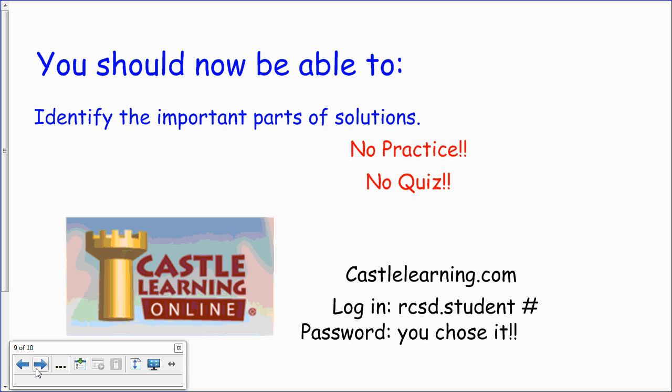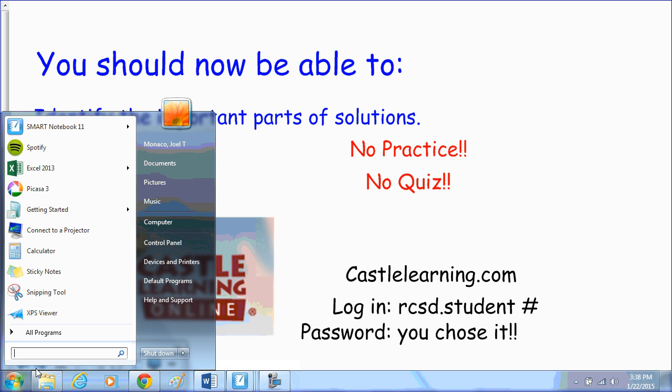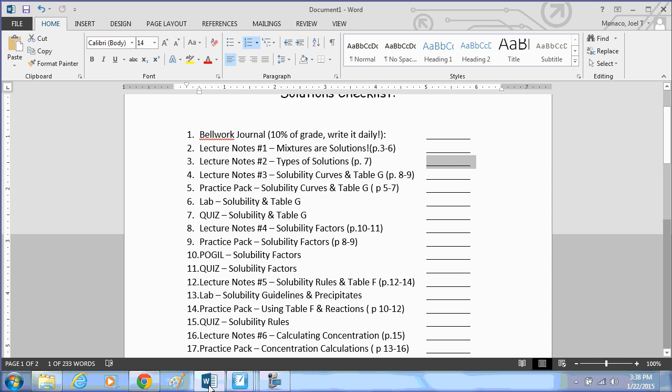So let's see what else we've got here. That brings us to the end of page 6 and the end of this lecture. There's no practice and no quiz, but you should be able to identify the important parts of solutions now. So phase of the solute and the solvent, how it all works together to make a solution. And that symbol AQ, that's also a very important one. So do not go looking on Castle for a quiz, but do take care of your lecture notes too. Check it off, stamp it, sign it, get it done, and move on to lecture 3.